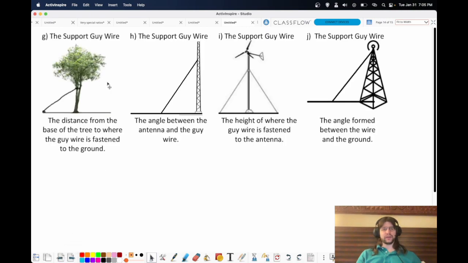So, more of circling the things. The distance from the base of the tree to the guy wire in the ground. Base of the tree, guy wire in the ground. Height, where the guy wire is fastened to the antenna. Well, that's this thing. Wait, it's not this piece up here? No, we measure height from the ground up. The angle formed between the wire and the ground. This is the ground. That's the wire. Boom.